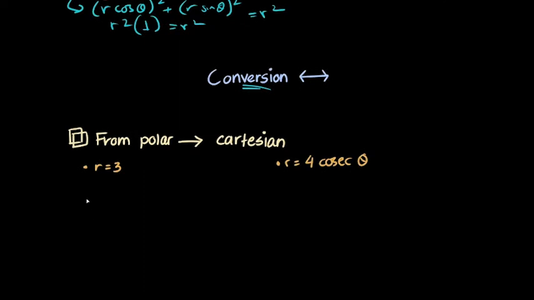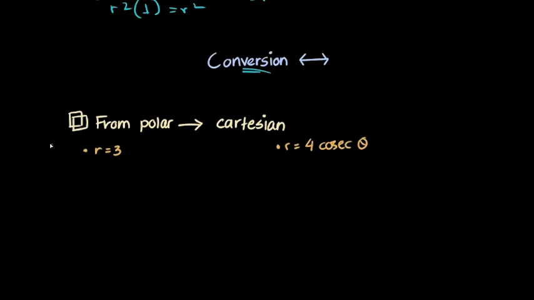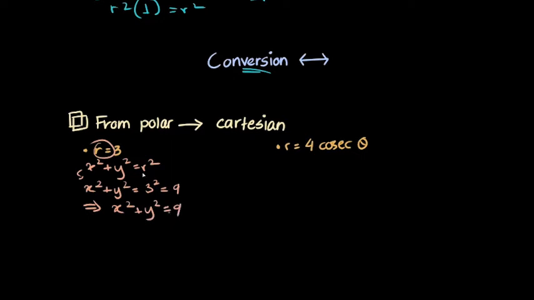Now, let's start from something very easy and convert from polar to Cartesian. Basically, what we have here is r equals 3. That's the polar equation that we're going to convert. Let's look at the identity we just found out, that is x squared plus y squared equals r squared. We take the value of r and substitute. So that would be x squared plus y squared equals 3 squared, which is 9. So the Cartesian equation would be x squared plus y squared equals 9.